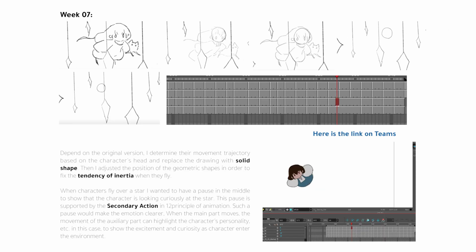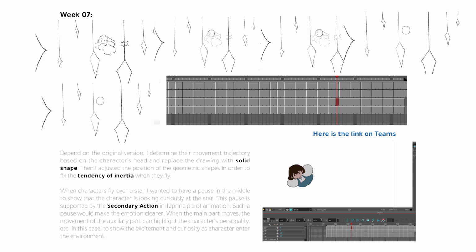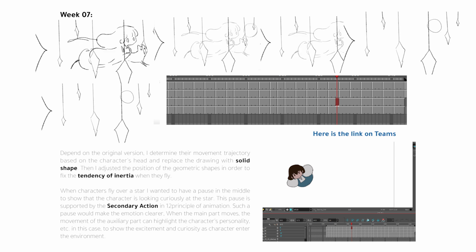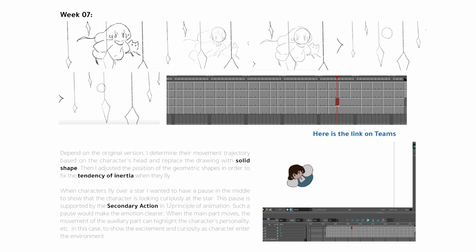When characters fly over the star, I want to have a pose in the middle to show that the character is looking curiously at the star. This pose is supported by the secondary action method in the 12 principles of animation. Such a pose would make the emotion clear. When the main part moves, the movement of the auxiliary part can highlight the character's personality. For example, in this case, to show the excitement and curiosity as the character enters the environment. Then I added the in-between frames in the pose section to make this emotion easier to observe.